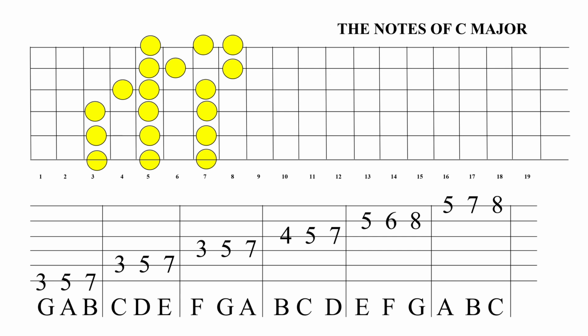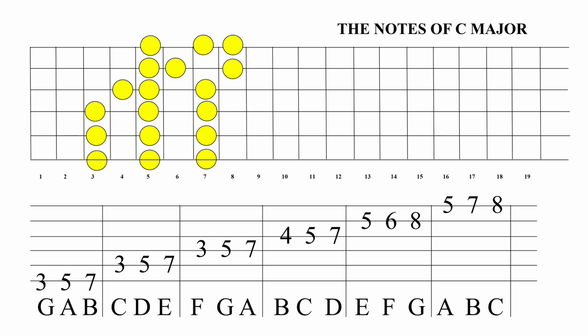So this is a shape where you can see these three strings are identical shapes. And then we go to our G string, we're going to have 4, 5, 7. That's our B, C, and D. And then we're going to go to our 5th fret on our B string, and we have E, 6th fret is F, and the 8th fret is G.